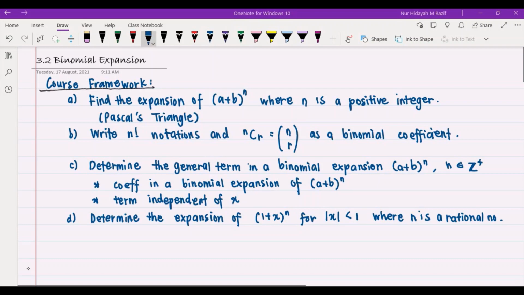Hi everyone. So in this video, we are going to take a look at the second subtopic in chapter 3, which is binomial expansion. We have four course frameworks. The first one is to find the expansion of (a + b)^n.